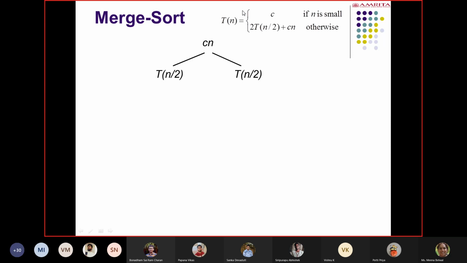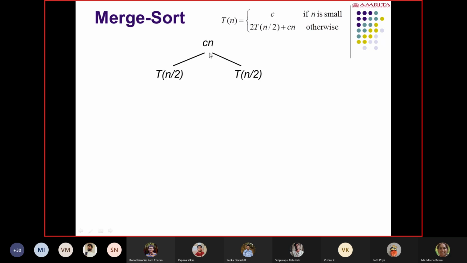T(n) is equal to C if n is small, meaning when it is only one element, or else 2T(n/2) plus Cn. So let us explore this. T(n) is equal to 2T(n/2) plus Cn. Suppose I have this Cn here. So the total time I can write like this, with Cn as the cost for dividing as well as combining.